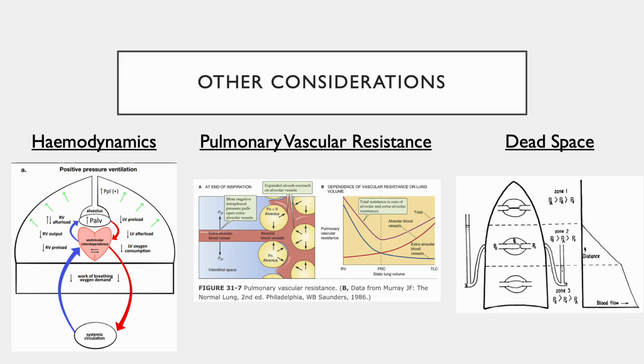Beyond the challenges of predicting recruitability and ultimately balancing the effects of recruitment alongside over-distension, there are a few other important considerations when it comes to setting PEEP. Firstly, from a hemodynamic standpoint, positive pressure ventilation in general works against the right and works in favor of the left heart. Positive pressure ventilation increases intrathoracic pressure, leading to a reduction in venous return to the right atrium. Concurrently, high levels of positive pressure ventilation also lead to compression of intra-alveolar blood vessels, contributing to a rise in pulmonary vascular resistance, as seen in this second image here.